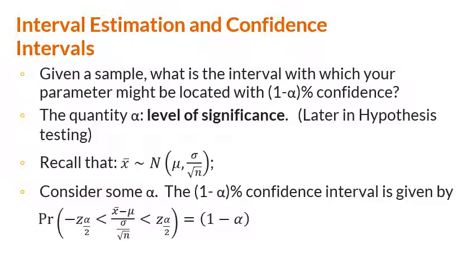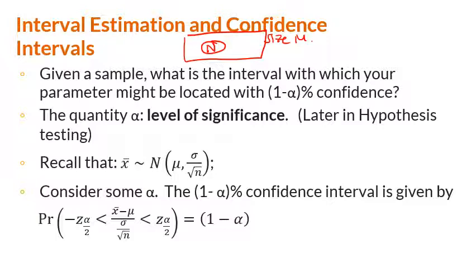We will now discuss interval estimation and confidence interval. Basically, let's say you have a very large population with size M, and you get a sample with size N. You are attempting to estimate a parameter that describes the whole population, so you get a small subset N. Given this small sample N, and doing some data analysis on this small subset with N subjects, what is the interval within which your parameter might be located with 1 minus alpha percent confidence?